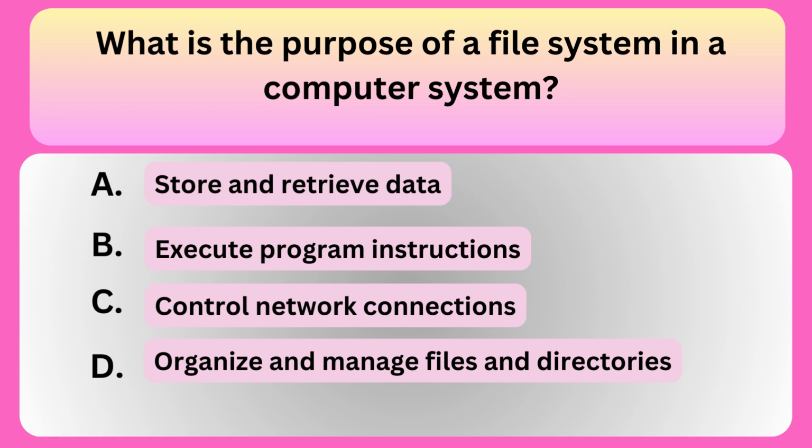What is the purpose of a file system in a computer system? Store and retrieve data, execute program instructions, control network connections, organize and manage files and directories. And the right answer is organize and manage files and directories.